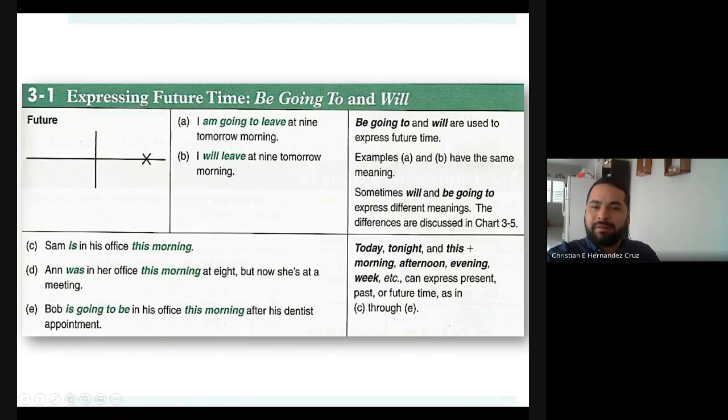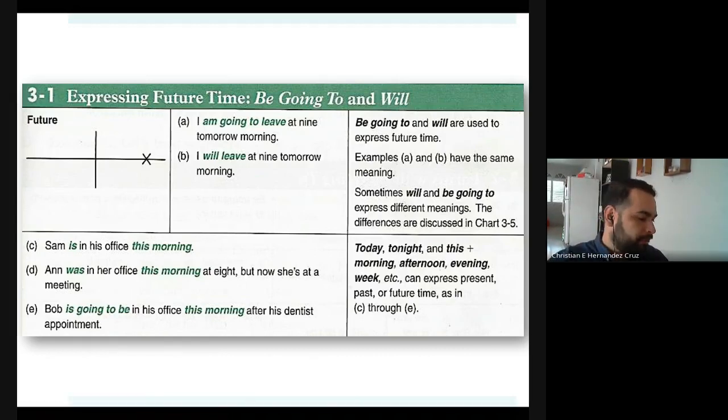Now these are time clauses. So today, tonight, and this morning, afternoon, evening, week. All these words can express present, past, or future time, as in these following examples. Sam is in his office this morning. Anne was in her office this morning at 8, but now she's at a meeting. Bob is going to be in his office this morning after his dentist appointment.